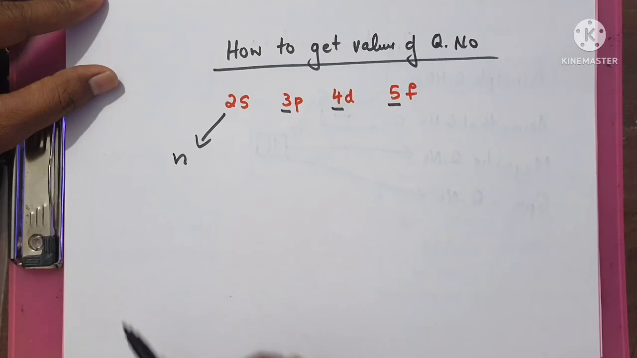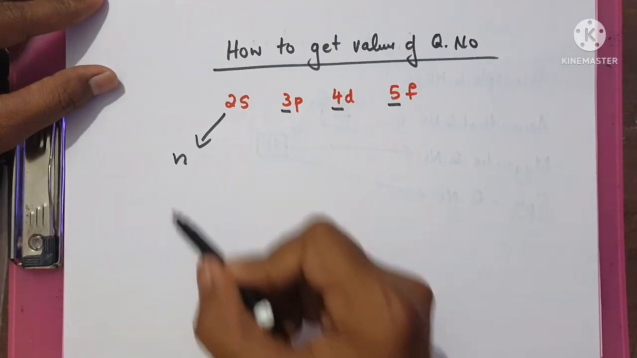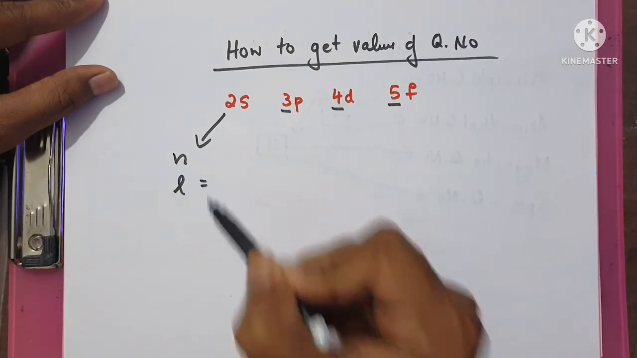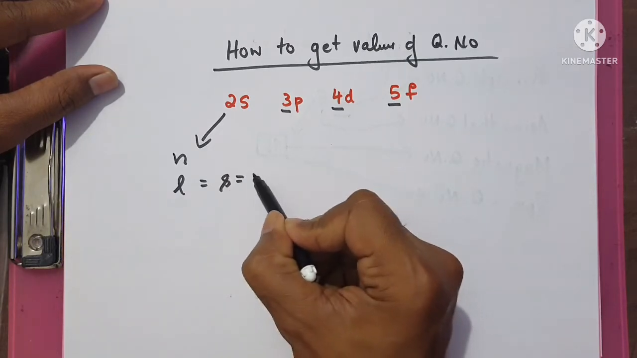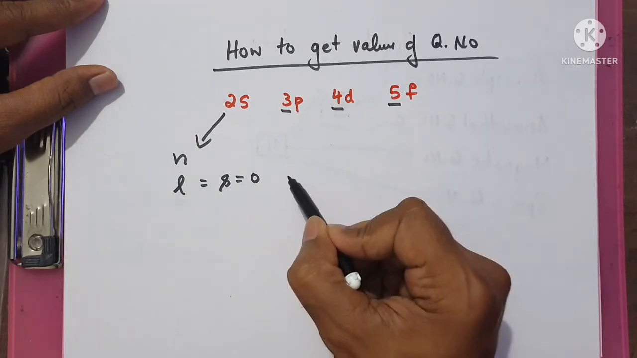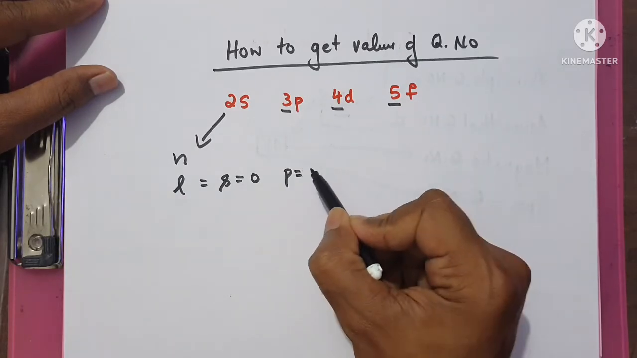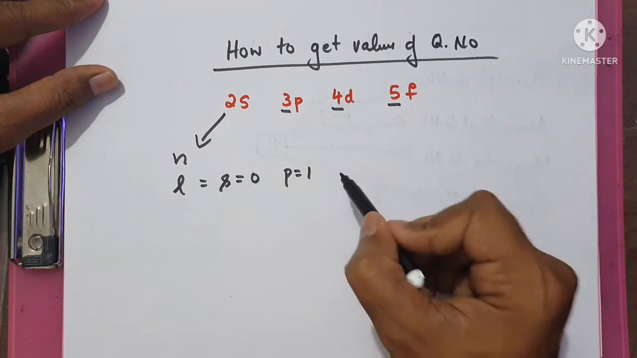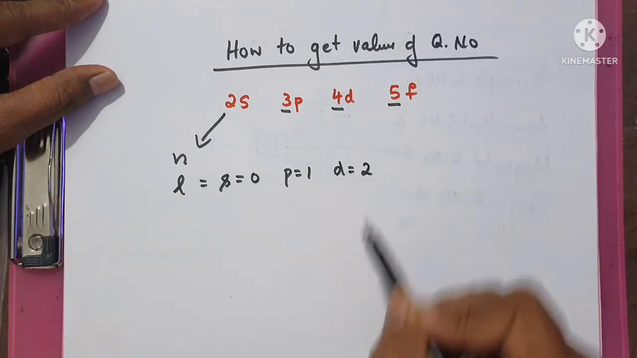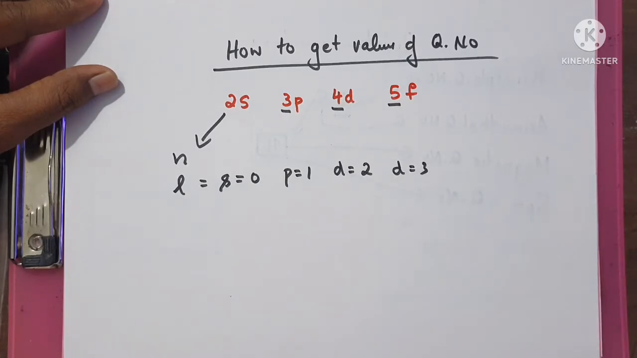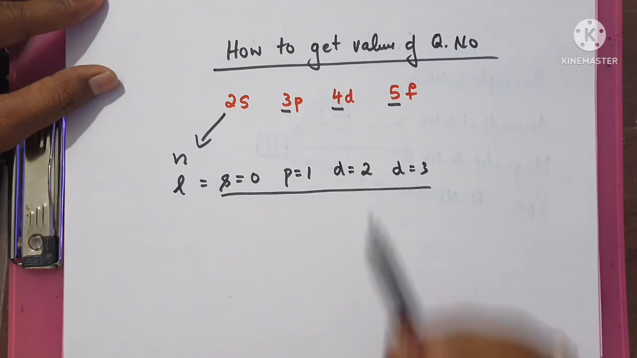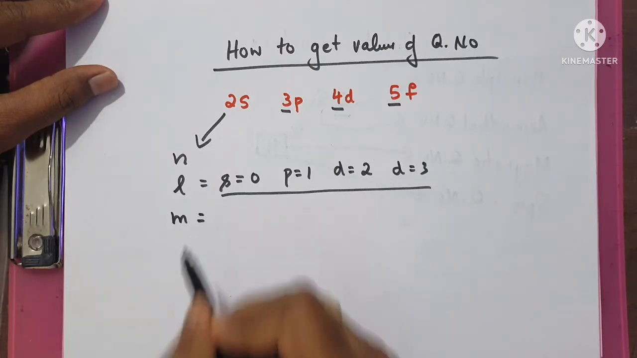Now let us see how to take the value of the azimuthal quantum number. Azimuthal quantum number is represented by l. For s, the azimuthal quantum number will be 0. For p, it will be 1. For d, it will be 2. For f, it will be 3. We will make use of these values again and again to solve the questions, children. Remember. Then we have the magnetic quantum number.